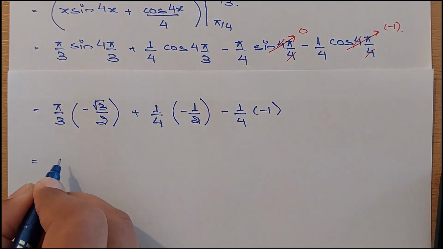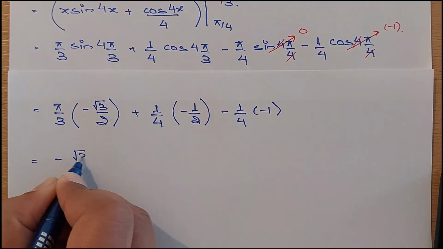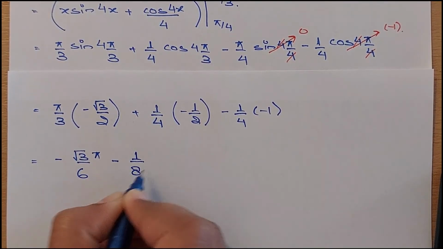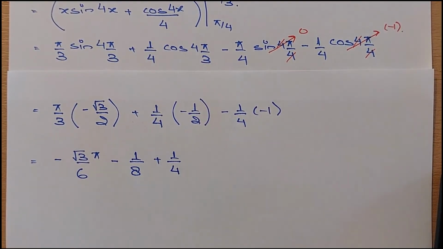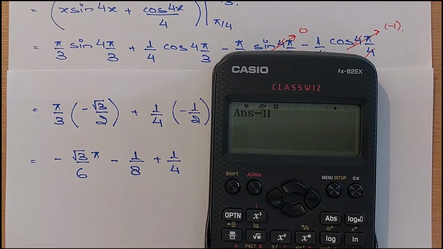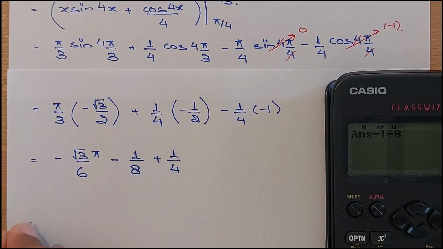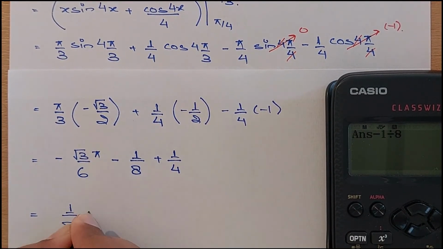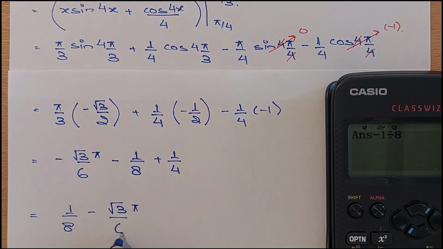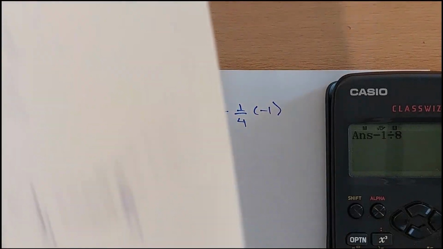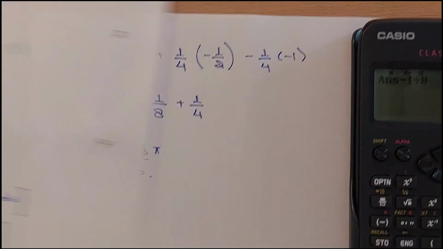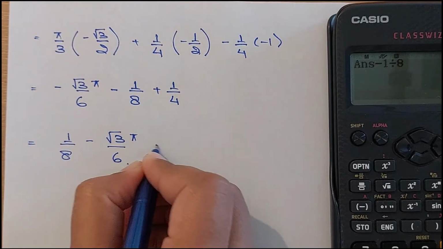So let me simplify this further. This is minus square root of 3 pi divided by 6 minus 1 over 8 plus 1 over 4, right? So 1 by 4 minus 1 by 8. 1 divided by 4 minus 1 divided by 8 is 1 by 8. So this is equal to 1 by 8 minus square root of 3 pi divided by 6. So this is exactly the same as we got. That is 1 by 8 minus pi square root of 3 by 6. This is equal to my right hand side.